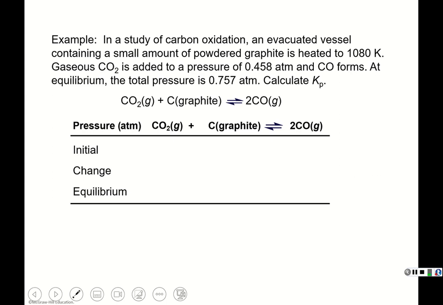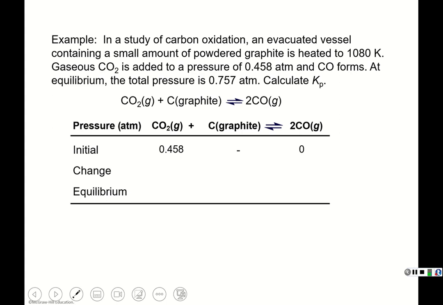So the initial amount that we start with for CO2 is listed here as 0.458 atmospheres. Carbon graphite is a solid, so if you remember back, we really don't need to consider it because technically its concentration doesn't change, and it's not going to factor into the calculation for the equilibrium constant. And initially we're not starting with any carbon monoxide, so the initial value for that would be 0.